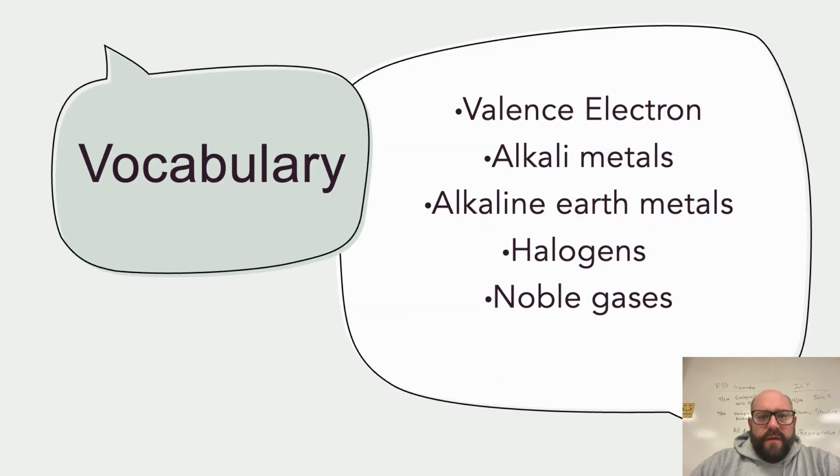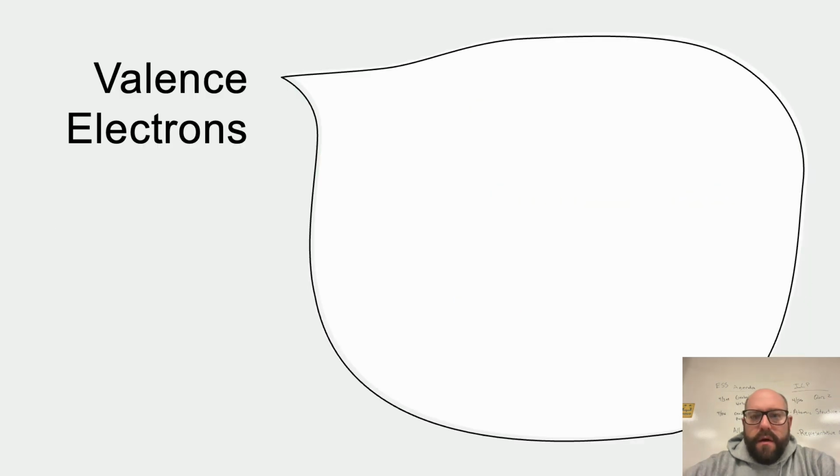Your vocabulary for today is valence electron, alkali metals, alkaline earth metals, halogens, and noble gases. Did you ever wonder why there are two numbering schemes on the periodic table? When the A groups are numbered 1 through 8, they provide a useful reminder about the electron configuration of elements in those groups. The number of the A group matches the number of valence electrons in the electron configuration.